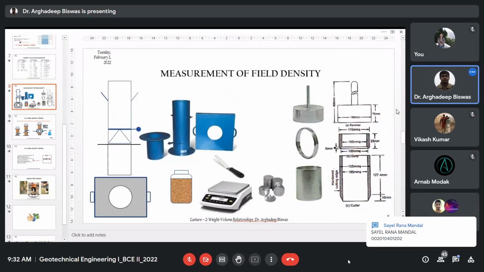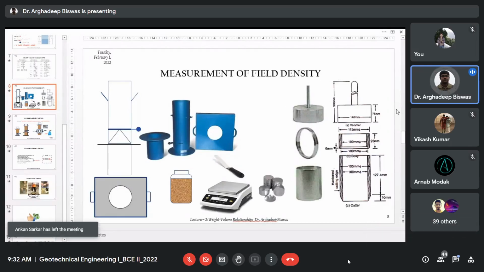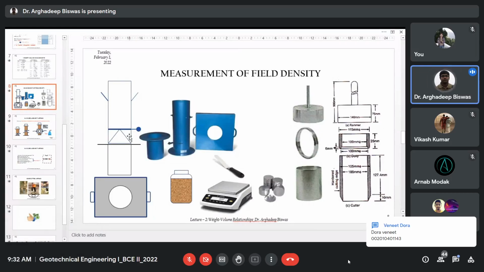These will be the two field tests. One is on my left-hand side: this is the field test equipment for the sand replacement method, and on the right side is the core cutter method.